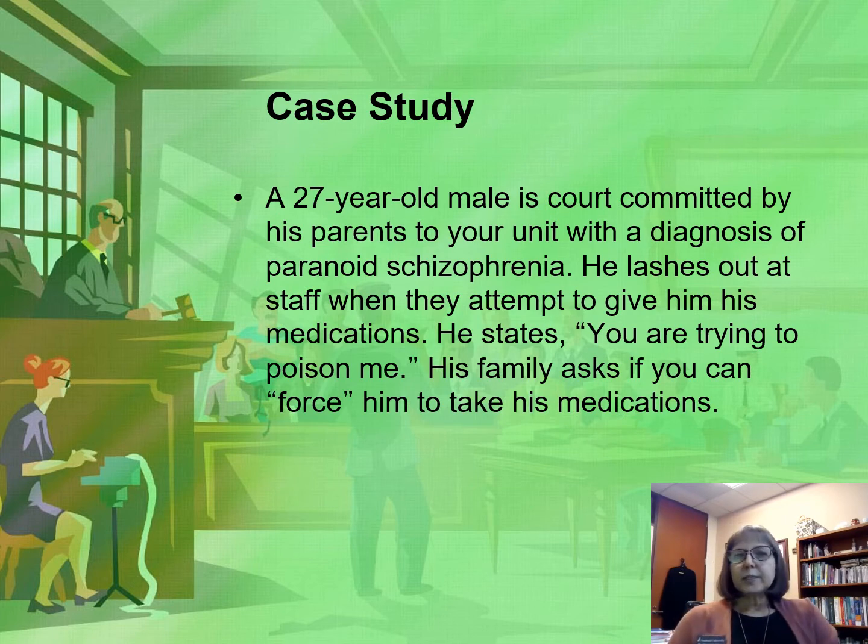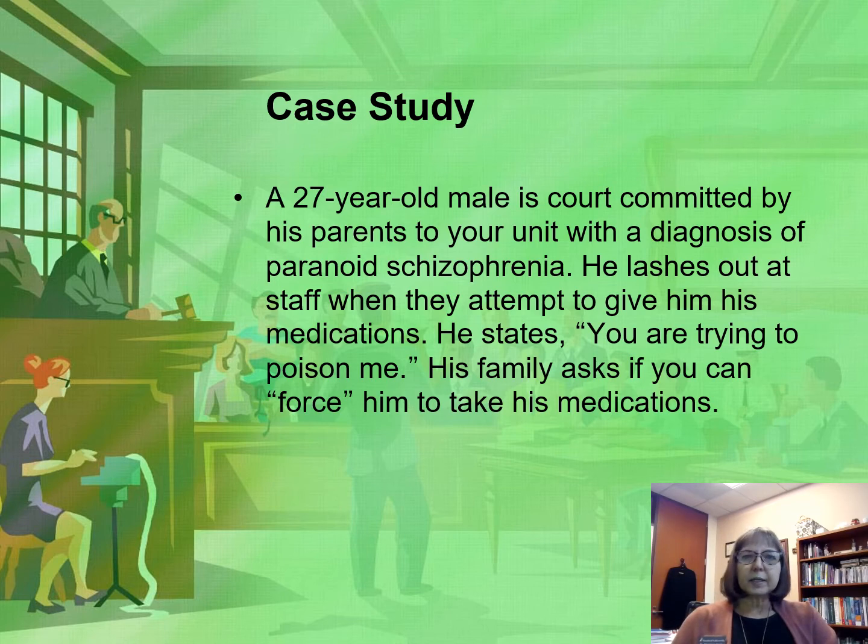Let's consider a 27-year-old male who's court committed by his parents to a unit that you're working on and has a diagnosis of paranoid schizophrenia. He lashes out at the staff when they attempt to give him his medicine, and he states, you're trying to poison me. And the family might ask you, can you force him to take his medicines? Well, I think I answered the question for you. How would you respond to the family?